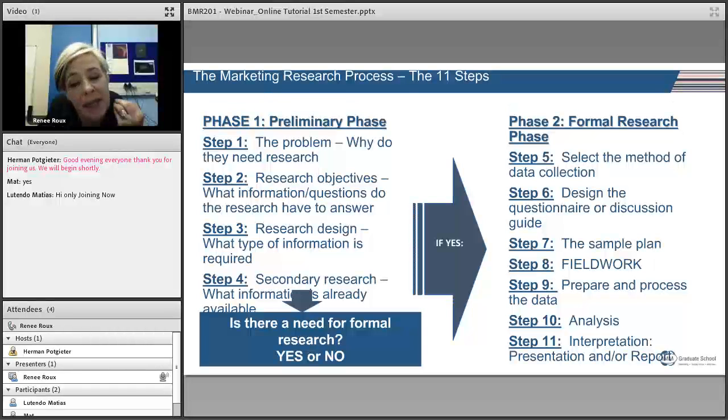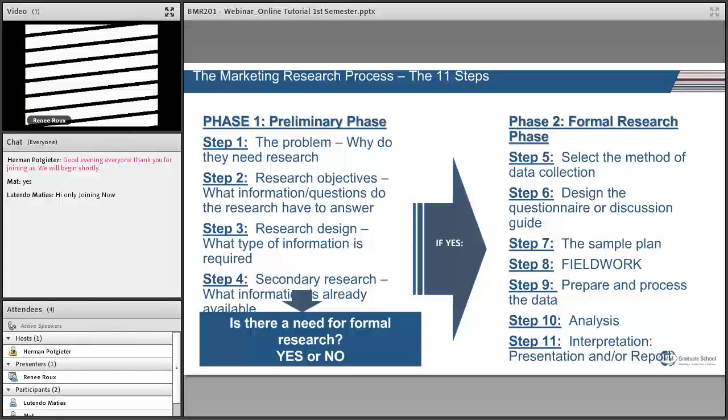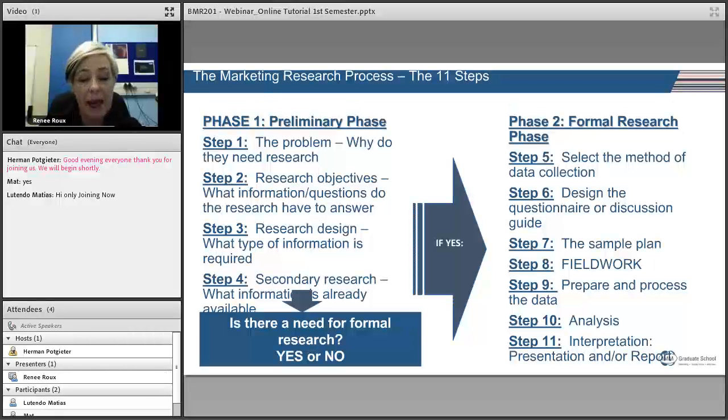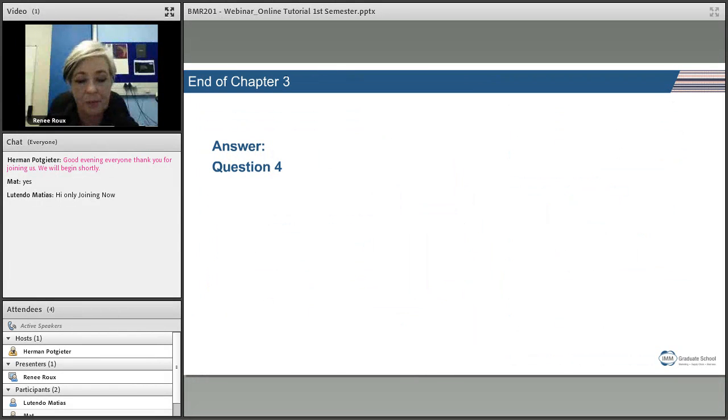And then step 10, after you captured that data, you need to analyze it. This is where you do statistical analysis, and in complex surveys you will do modeling. And then lastly, you will interpret this analysis, and you will prepare a presentation and or a report depending on the needs. So really, if you understand the research process, you will now be able to answer question 4.